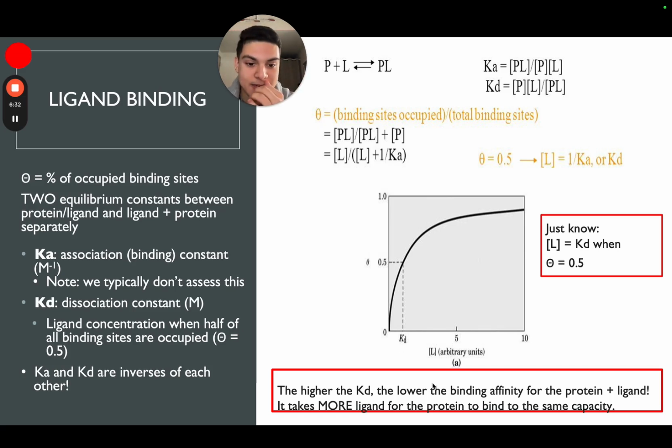But essentially, you can think of Kd as an inverse of binding affinity. If we say that something has a high Kd, the binding affinity is low. And inversely, if something has a low Kd, the binding affinity is extremely high. So something to keep in mind. These are two different ways to think about it, in case it's a little bit confusing.